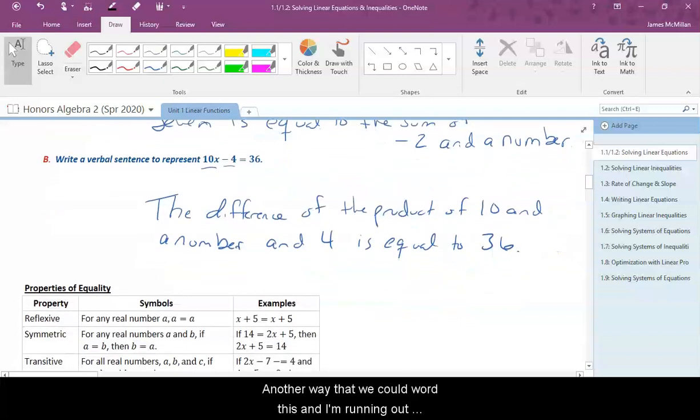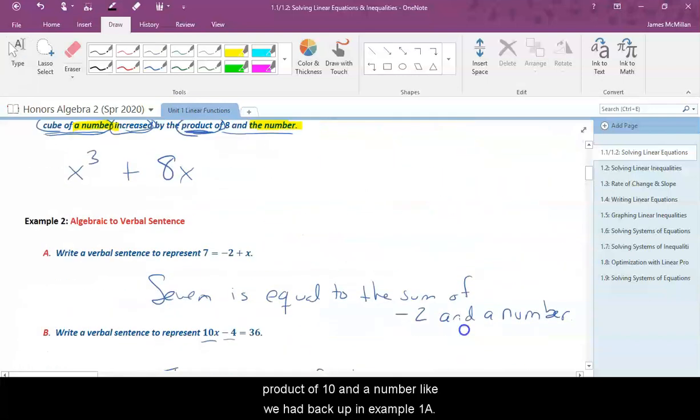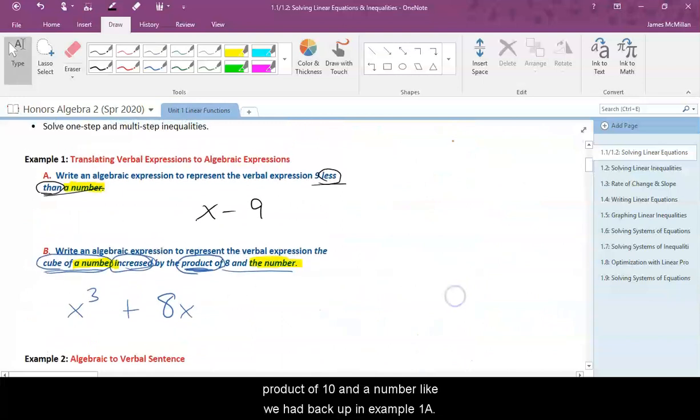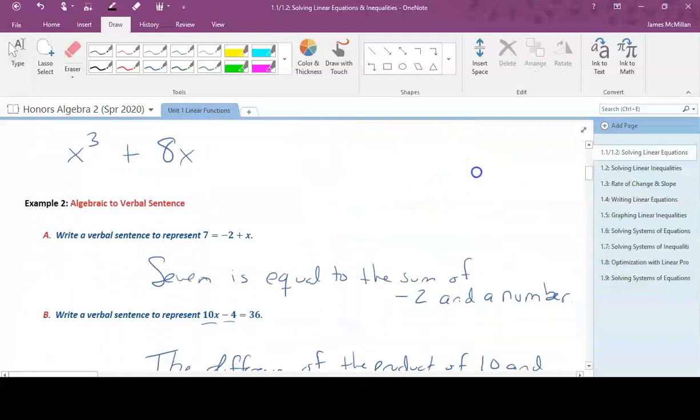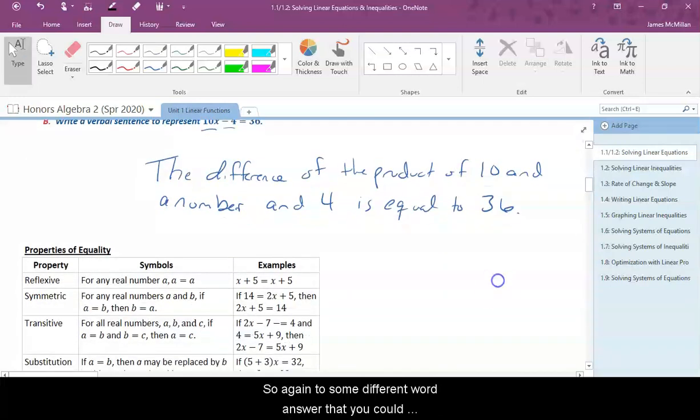Another way that we could word this, and I'm running out of space to write it, but we could say 4 less than the product of 10 and a number, like we had back up in example 1a. So again, just some different wordings there that you could see in those examples.